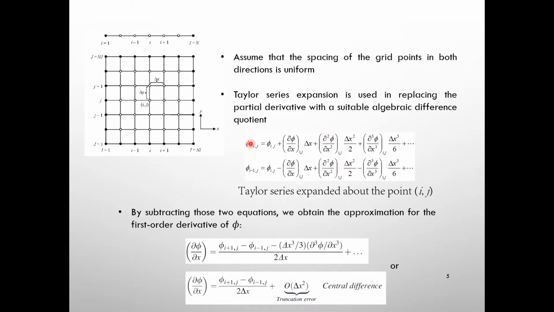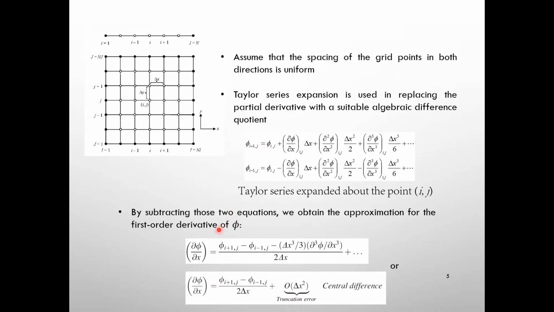By subtracting these two equations, we obtain the approximation for the first order derivative of phi, which is this. So let's say you want to find the derivative of phi at this point. You can use the values at the neighboring nodes to find the value at ij. You need to know the values at i plus 1 and i minus 1 to find the value at i. This is the long version, but it can be simplified into this. We just take the first order only, and the rest of the higher orders we truncate.